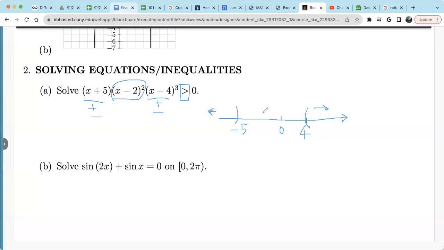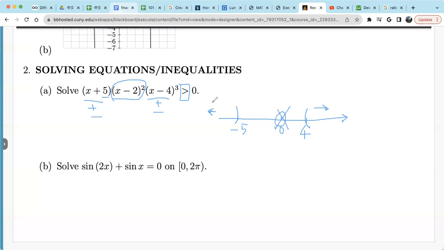Why? Because we want to pick a value from each interval, then try it in the inequality. Well, let's pick 0. So 0 is in the middle interval from -5 to 4. Let's plug in 0 to see what happens. If x equals 0, the first one is 5, positive. The second one, 0 minus 4 becomes -4, and -4 cubed is still negative. So this one is not in the solution. But this 0 represents the interval of -5 to 4, so that means this interval from -5 to 4 is not a solution.